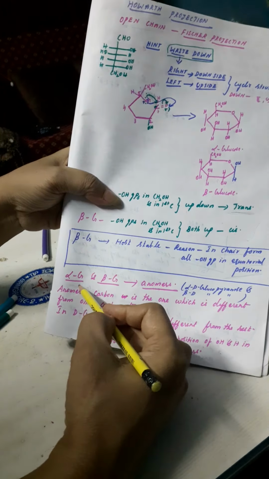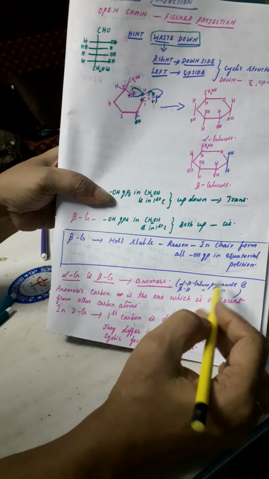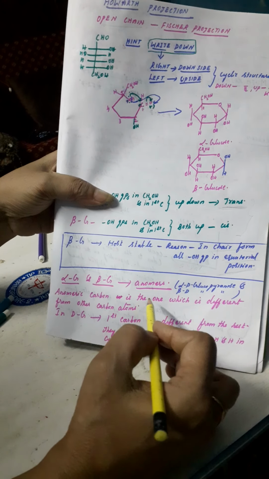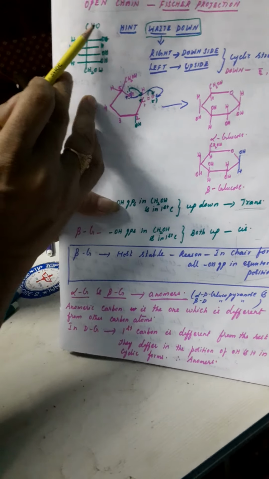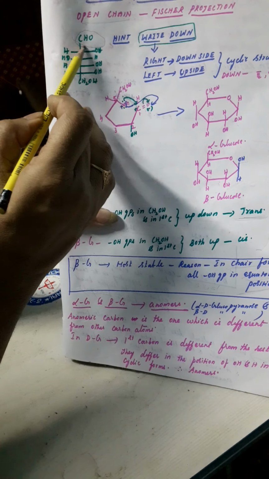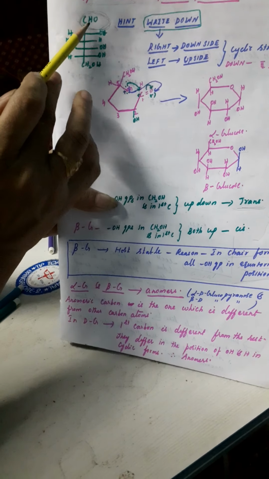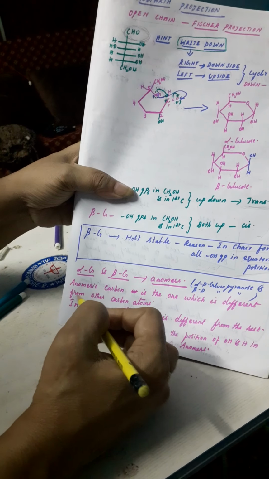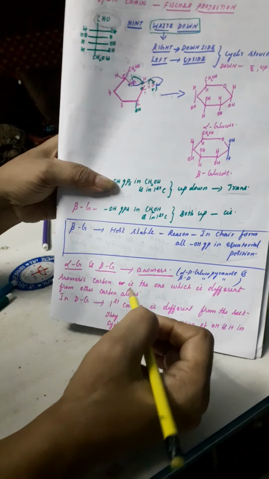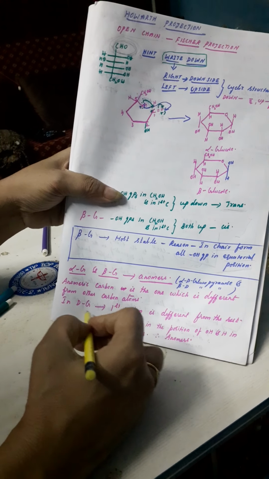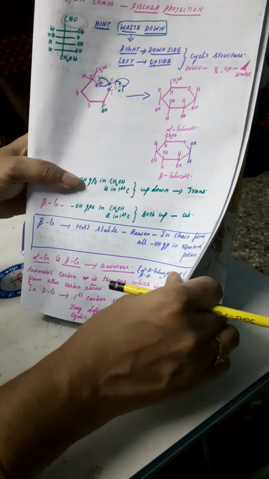Then when you consider alpha glucose and beta glucose as anomers, I mentioned here itself, alpha and beta are anomers. So what is this anomeric form? Anomeric carbon is the one which is different from other carbon atoms. So if you consider these carbon atoms, this particular carbon, the first carbon, is different from the rest, and therefore this is the anomeric carbon in glucose. Therefore I pointed out the first carbon atom in glucose is the anomeric carbon. In D-glucose, the first carbon atom is different from the rest, and therefore this is an anomeric carbon.